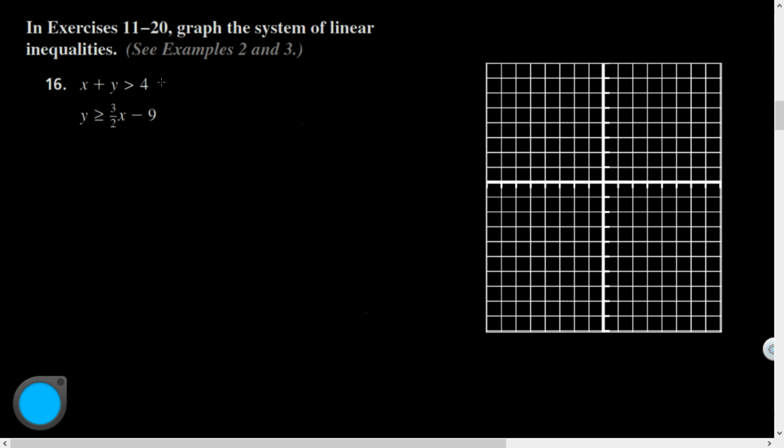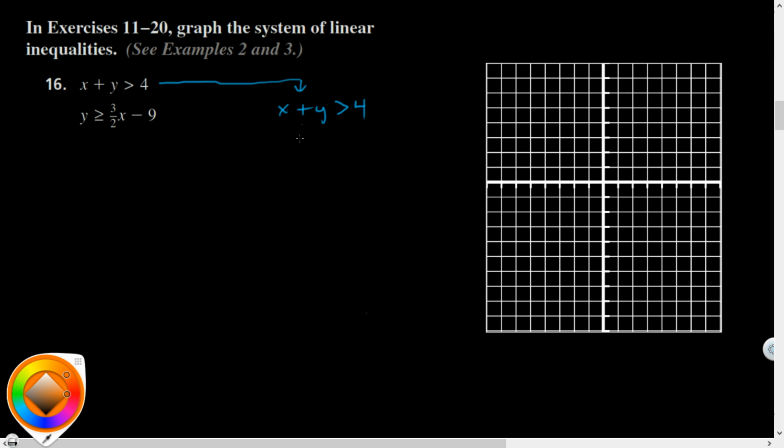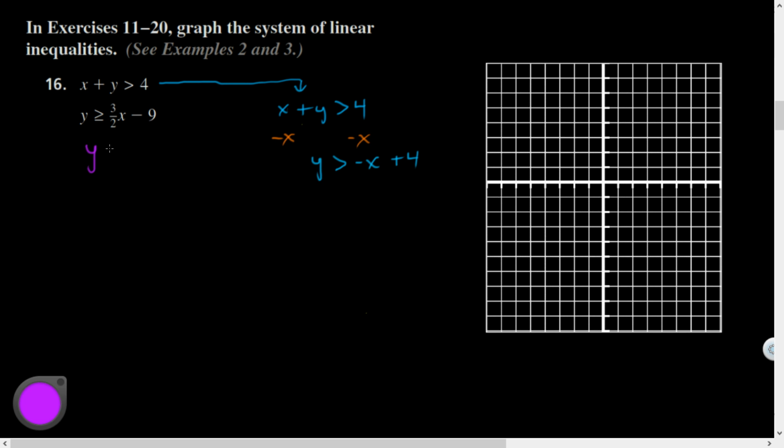Let me rewrite this first one. This one's not in slope-intercept form. So subtract x from both sides, and I have y is greater than the opposite of x plus 4. Now that's in slope-intercept form. The other one already was y is greater than or equal to 3/2 x minus 9.